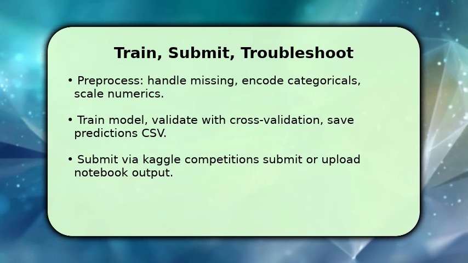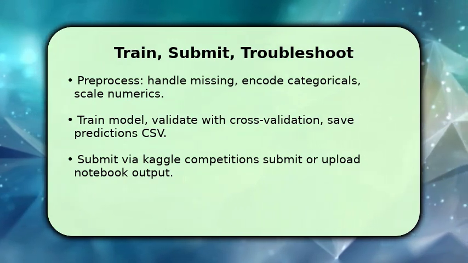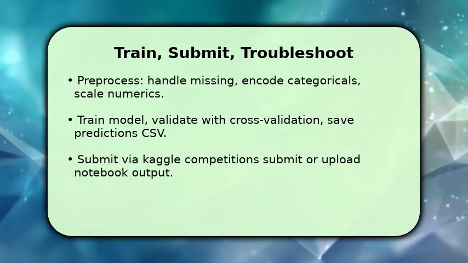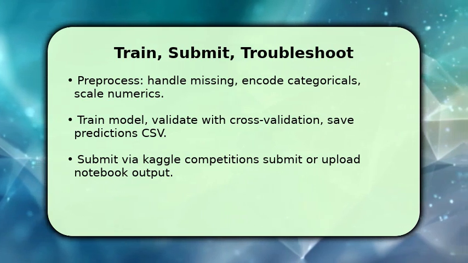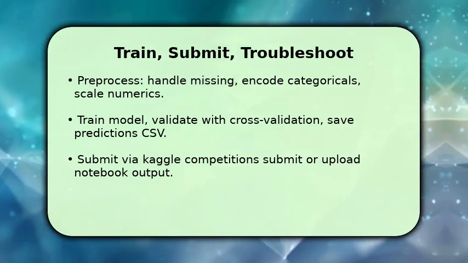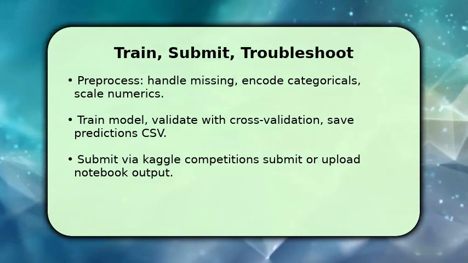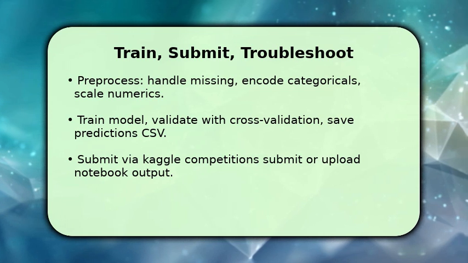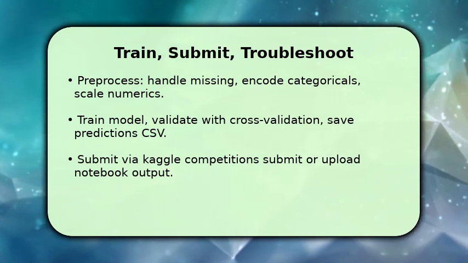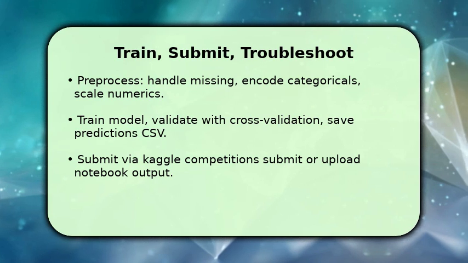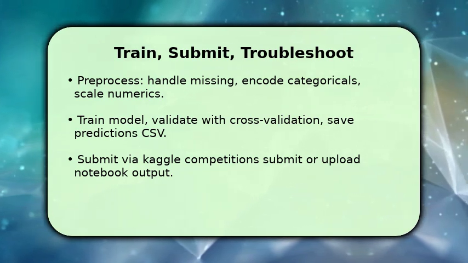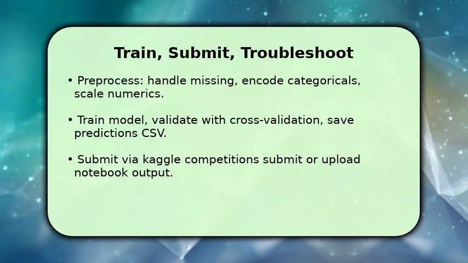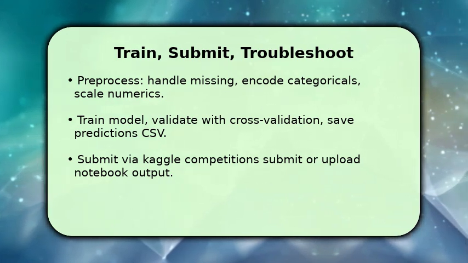Finish by training and submitting. Preprocess missing values, encode categorical features, and scale numeric columns before training so your model generalizes. You should validate with cross-validation and keep a holdout to check for leakage, then generate predictions and save a submission CSV with required columns. Use Kaggle competitions, submit to upload or push your notebook output to the competition.